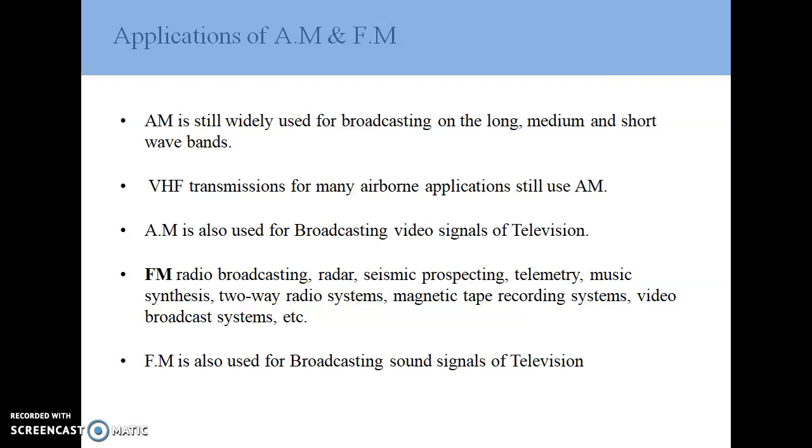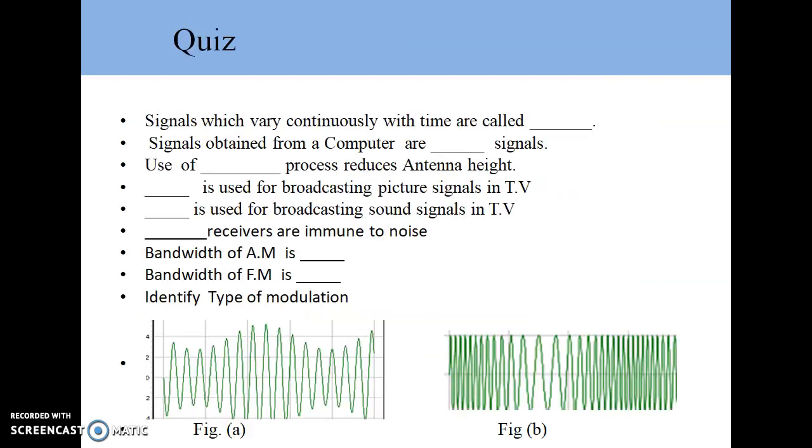If you see the applications of AM and FM, AM is widely used for broadcasting, that is for your long, medium and short waves. We know that we have AM and FM radios. VHF transmission for many airborne applications, and it is also used for broadcasting video signals of television. FM broadcasting, you have your FM radio you must be hearing in your day-to-day life, radar, music synthesis, along with video broadcast systems. FM is also used for broadcasting sound signals of television.